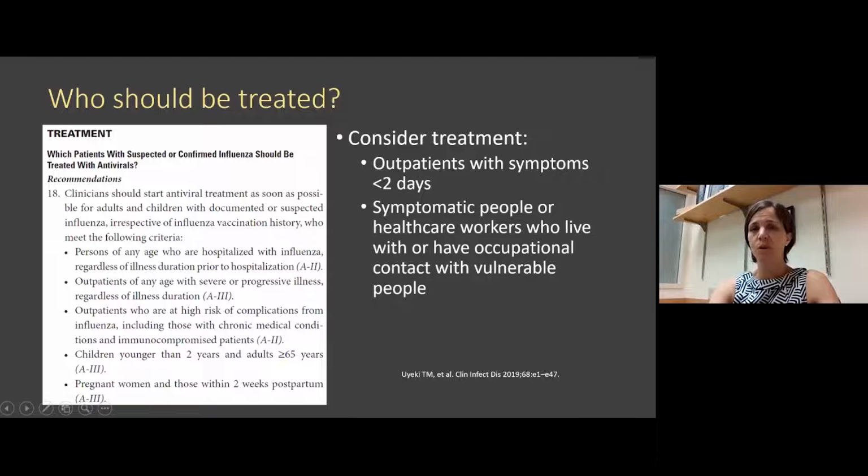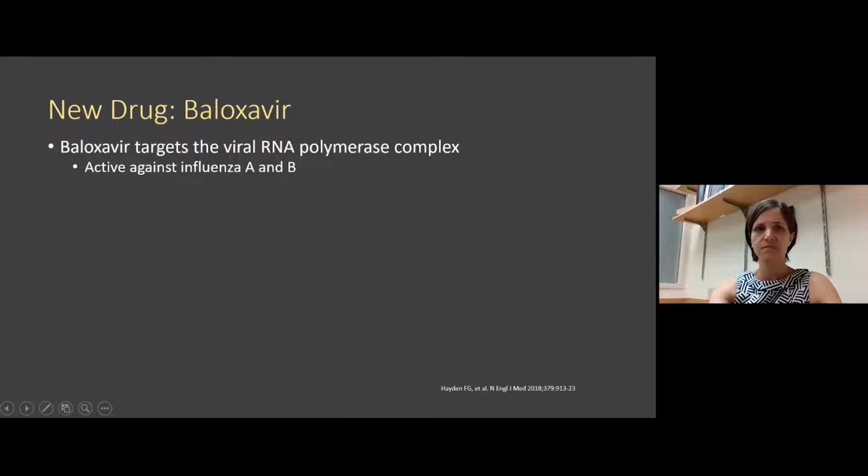So the people that you don't have to treat, but you can consider it, is outpatients with symptoms for fewer than 2 days, or symptomatic healthcare workers who live or have frequent occupational contact with very vulnerable patients. So for example, an oncologist who comes down with the flu would be somebody in whom you would consider treating, since they've had frequent contact with vulnerable patients.